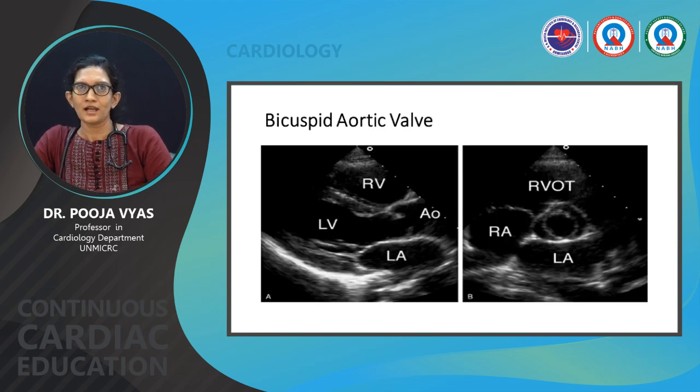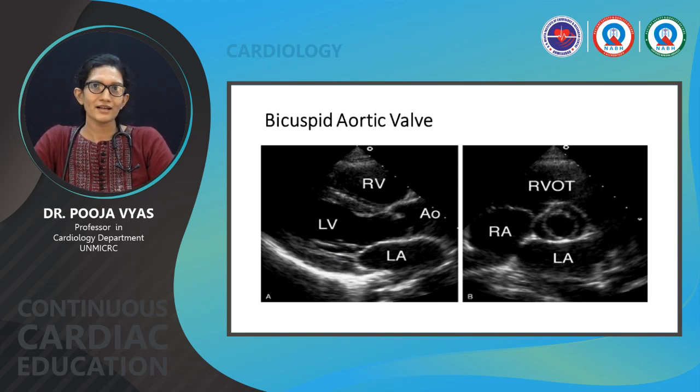So aortic stenosis can be either congenital or acquired in nature. Congenital aortic stenosis includes bicuspid aortic valve and unicuspid aortic valve, and in acquired aortic stenosis it may be rheumatic or degenerative with calcification of the aortic valve.